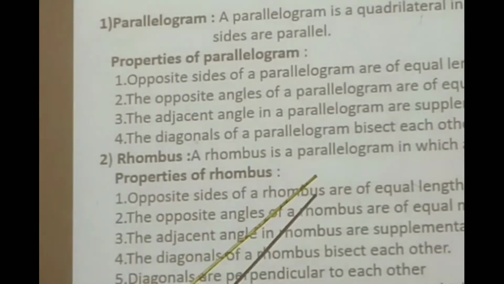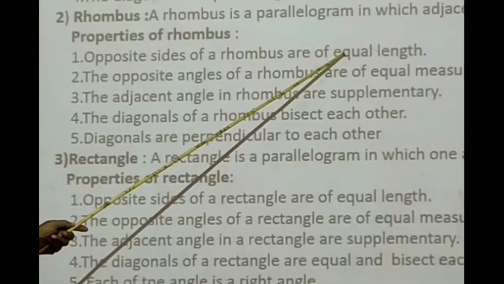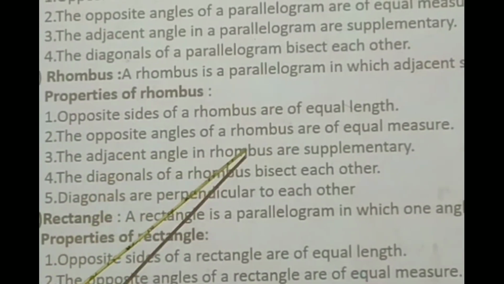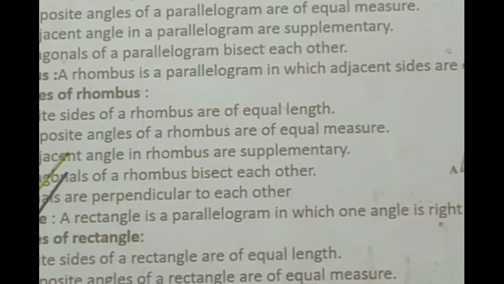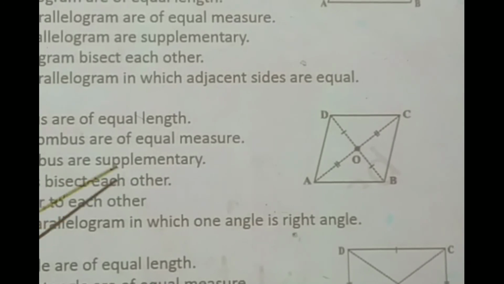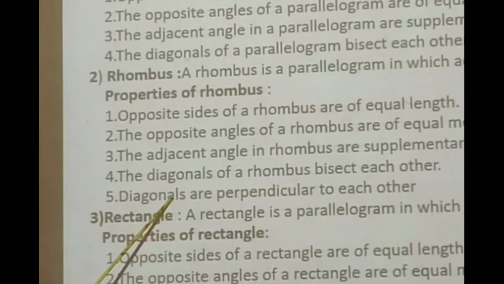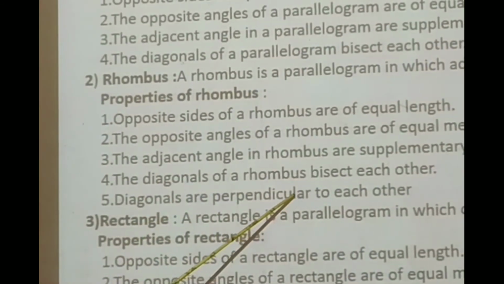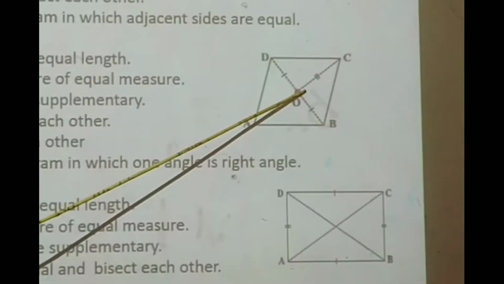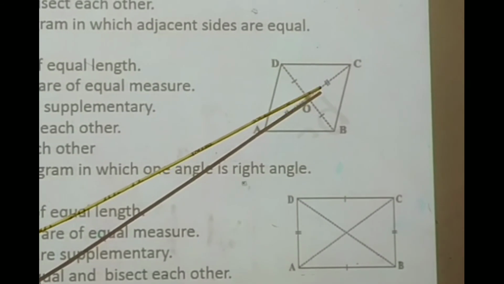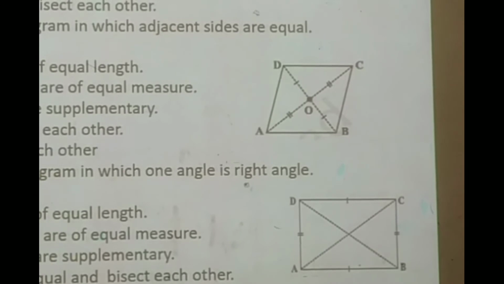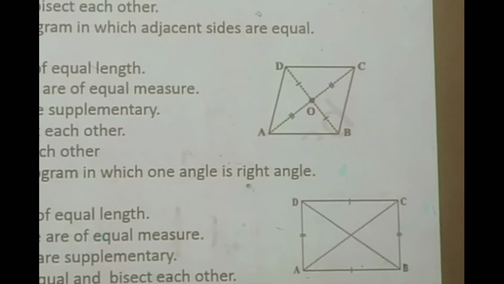Let us see. Opposite sides of a rhombus are equal. Opposite angles are equal. Adjacent angles are supplementary. Same properties as a parallelogram. Diagonals bisect each other. Diagonals are perpendicular to each other. Means perpendicular bisector. Of course, diagonals of a rhombus are perpendicular bisectors. These are the properties of a rhombus.